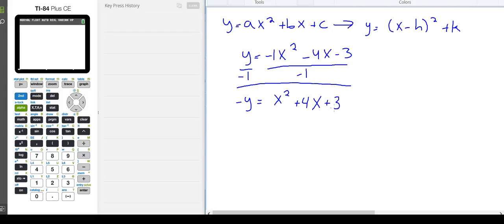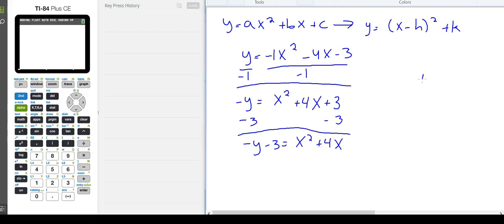Whenever we're completing the square, we want the constant on one side and all the x squared and the x on the other side. So minus 3 and minus 3. Negative y minus 3 is equal to x squared plus 4x. We want to make the right-hand side of the equation into a perfect square polynomial.